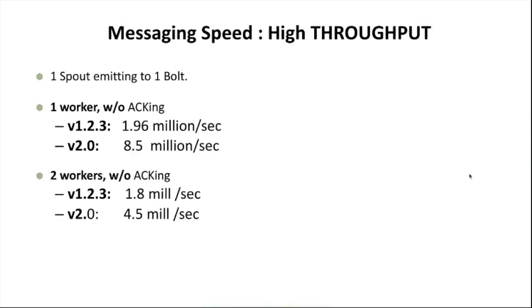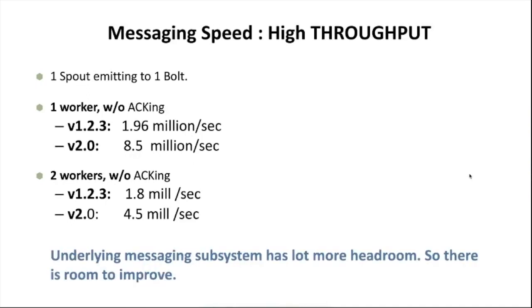Looking at throughput, now we are looking at how fast we can push the messaging, a spout emitting to a bolt. We went from close to 2 million per second to close to 9 million per second within a worker, and across workers from 1.8 to 4.5 million. Actually, there was very little tuning done on the cross-worker communication. Most of these benefits just came from optimizing the messaging within the worker. Having said that, I believe there's still a lot of headroom in the messaging subsystem to take these numbers further, because I've measured how fast the things underneath can move. There's some stuff around it which sometimes tends to slow things down.